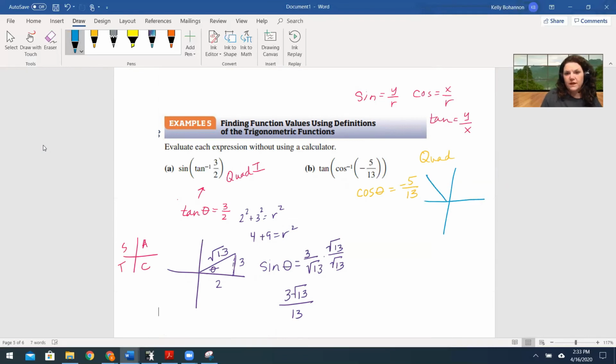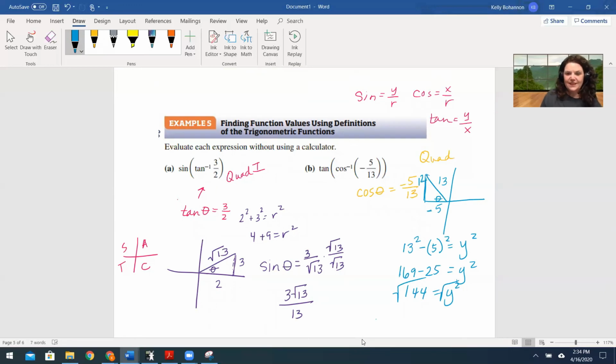And I know cosine, so there's theta. Cosine is adjacent, or the x value. So that's this piece, and that's where my negative comes from because it's going this way, over 13. I can use the Pythagorean theorem. So 13 squared minus 5 squared equals the y value squared. Or if you knew that was a Pythagorean triple, you would know that that's 12.